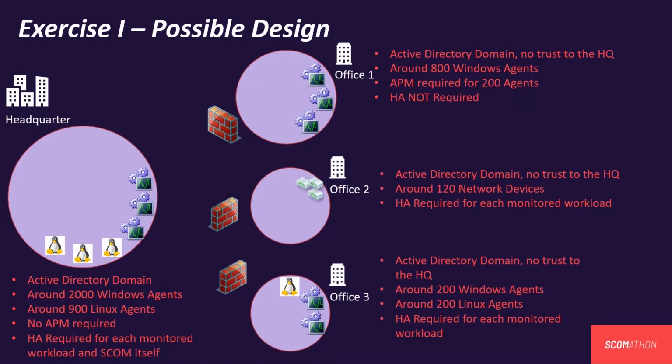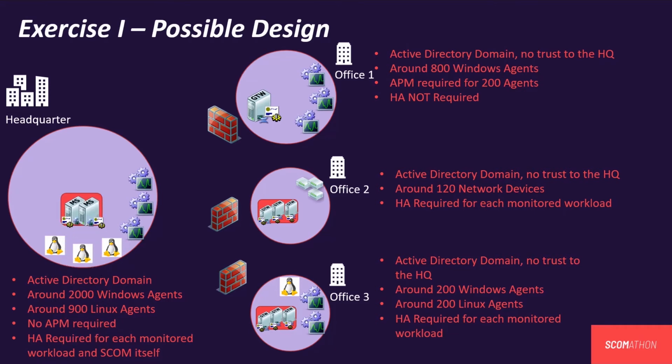Hi again, everyone. 15 minutes are up. Let's shortly see how a possible design here would look like before jumping to the next block and the next exercise. So I have planned here for one gateway because we don't require high availability in the Office 1. I have planned for one resource pool consisting of 3 gateway servers so that the resource pool is highly available in the Office 2 to cover the network devices, and I have also planned for one resource pool in the Office 3 location, and the servers from it will cover not only the Linux agents but also the Windows agents in the Office 3 location.